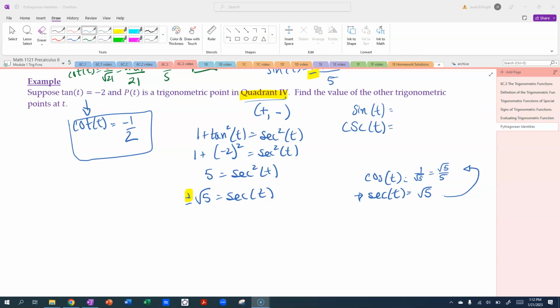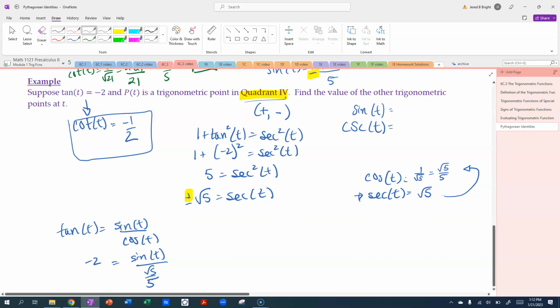I still need to find sine, okay? A few different ways you could do this, okay? You could recognize that tangent of t is just sine of t over cosine of t. So then if you substitute in, you get -2 is equal to sine of t over, cosine was square root of 5 over 5, okay? And then multiplying both sides by square root of 5 over 5, you get -2 square root 5 all over 5 is equal to sine of t. So that's one way.